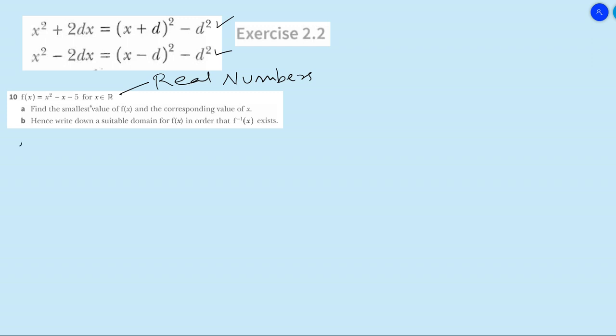Very easy. First, we have to write the given equation. f(x) equals x square minus x minus 5. We have to write the smallest value of f(x) and the corresponding value of x. Students, in order to write the smallest value of a function, the function must be in the form of a perfect square, like you can see on the top of the screen. So first we have to write the given function in the form of a perfect square, and you know all the steps.